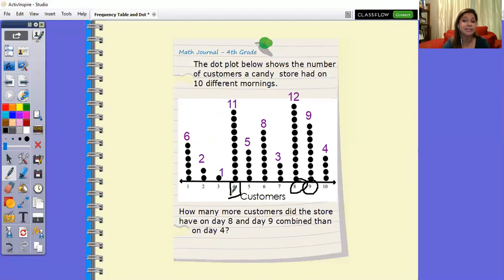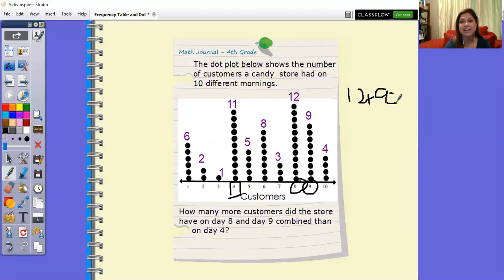I always like to make an estimate whenever I'm doing this. And based on my estimate, it might be around a 1-digit number. What do you think the answer might be, just by looking at it? So the first thing I do is I'm going to combine days 8 and 9. So that's 12 plus 9.